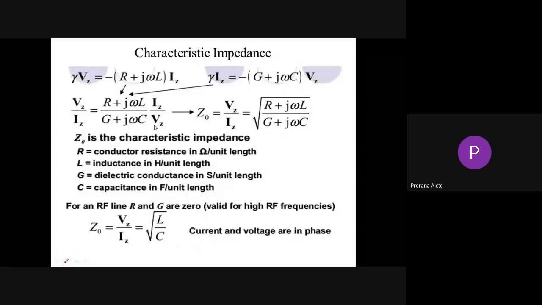So V of Z divided by I of Z is equal to this gamma value, and this gamma value is cancelled. Therefore, minus of R plus J omega L divided by minus J omega C.